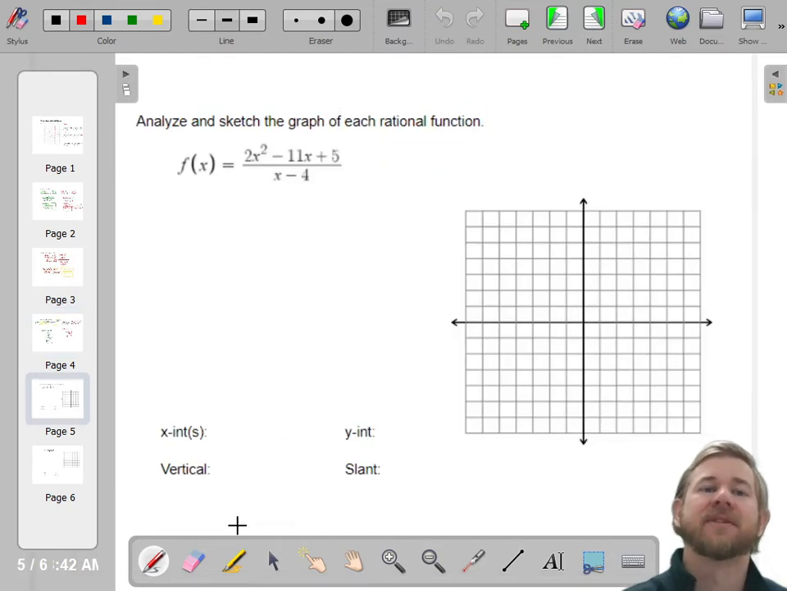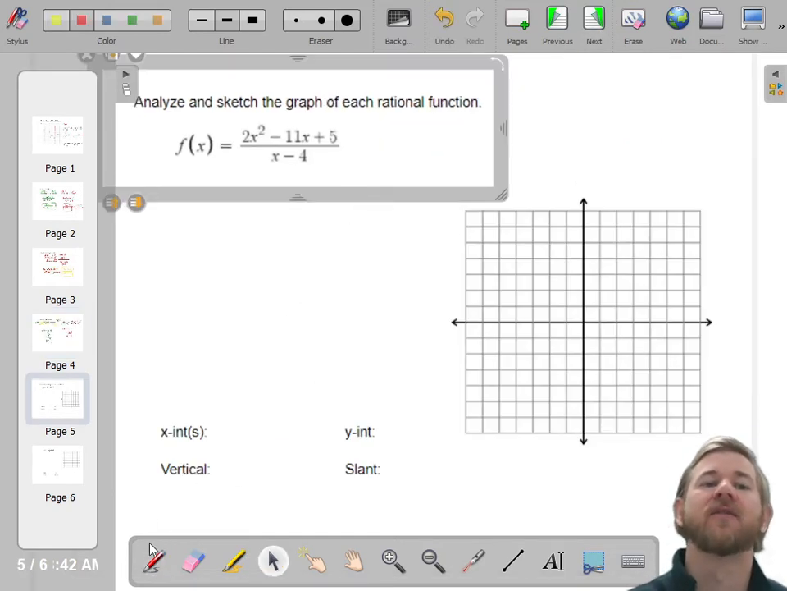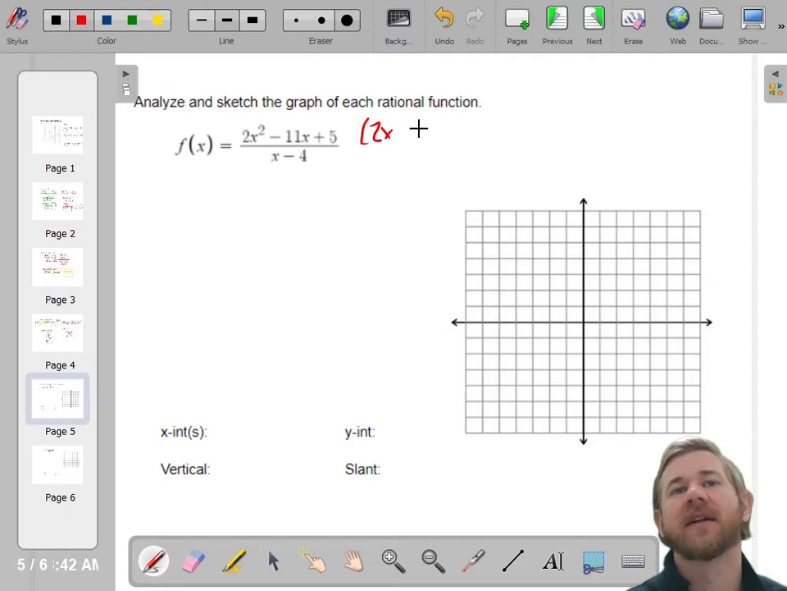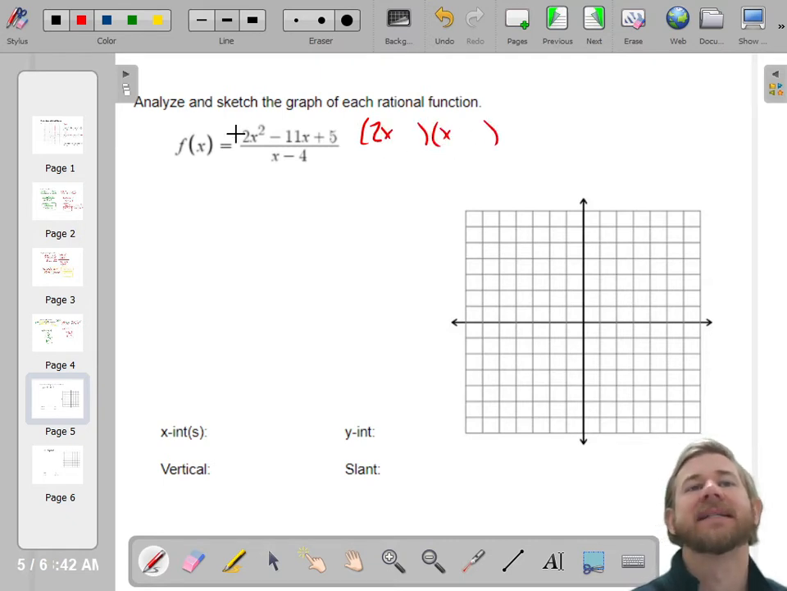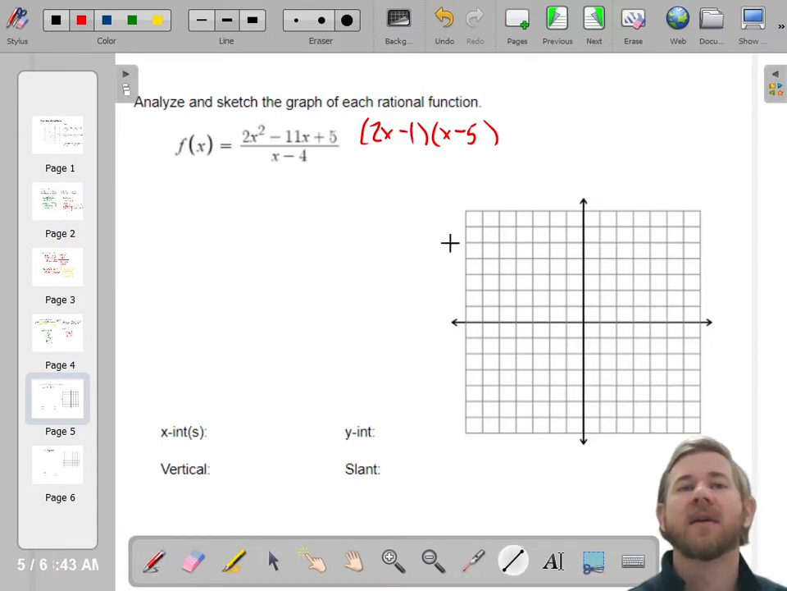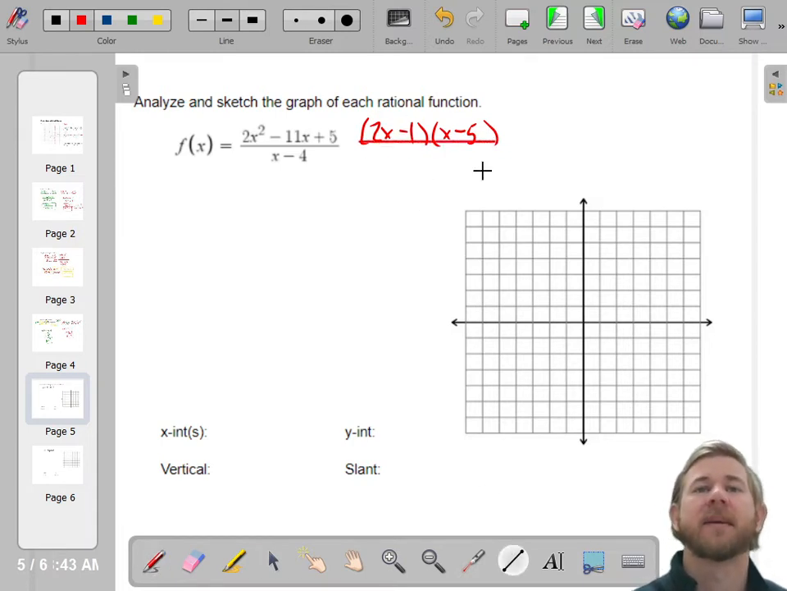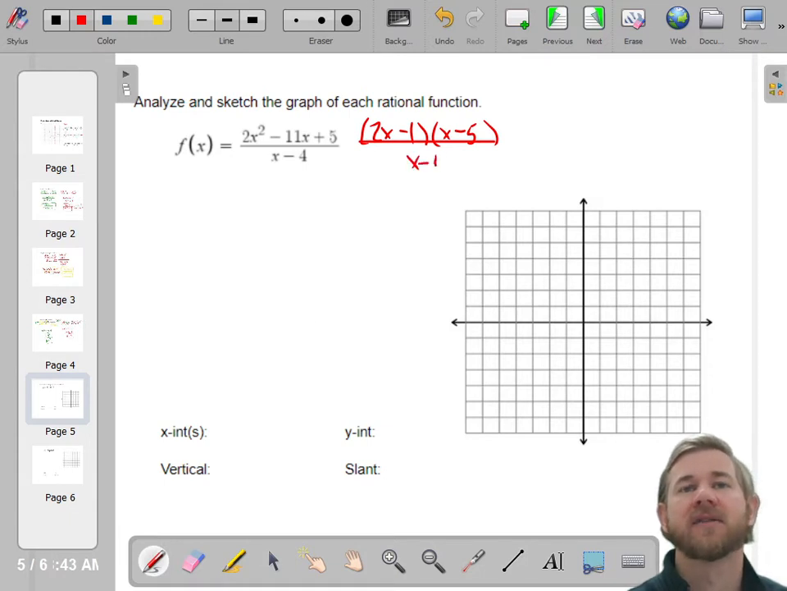So now let's actually do some graphing and analyzing. So the first thing I'm always going to do is factor. I'll factor the top, what multiplies to 10 and adds to negative 11. I need a negative 10 and negative 1. So negative 10 would be on the outside, that's negative 10. On the inside, that's negative 1. So there's the numerator factored. And in the denominator, I got x minus 4.